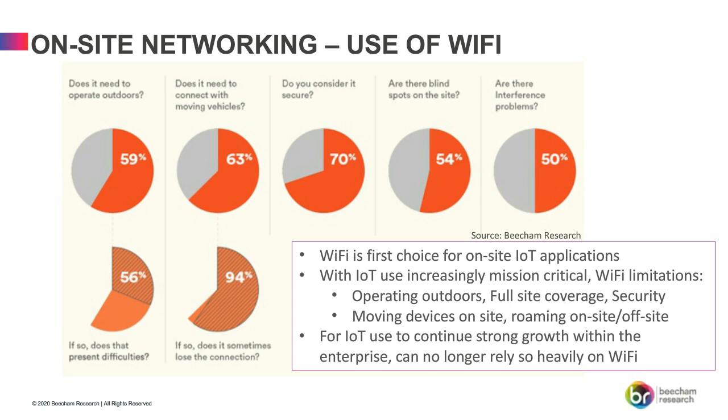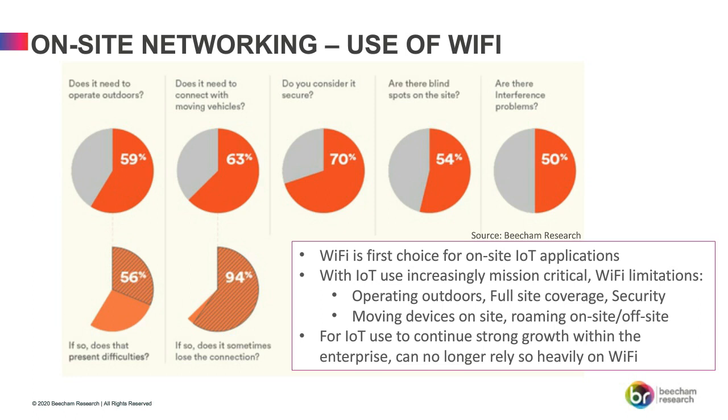So also, does your network need to connect with moving vehicles? 63% said yes. So there could be vehicles of different types on sites. There could be other movable objects on site, and there needs to be continual tracking of those, typically on a site. The site could be pretty large, could be a port or something like that. So there's a need to keep regular attention to where things are. And if so, of those 63%, does it sometimes lose the connection using Wi-Fi? And in 94% of the cases, they agreed that can happen and does happen.